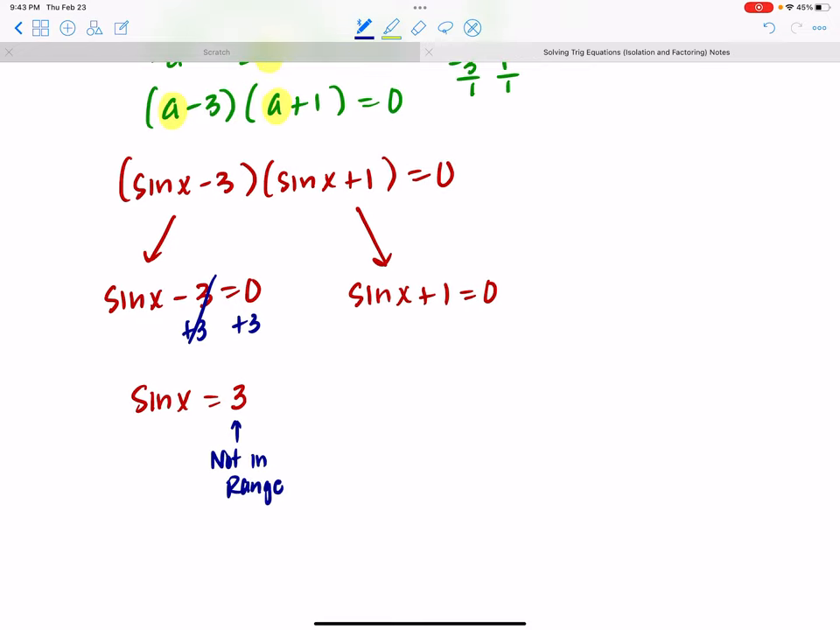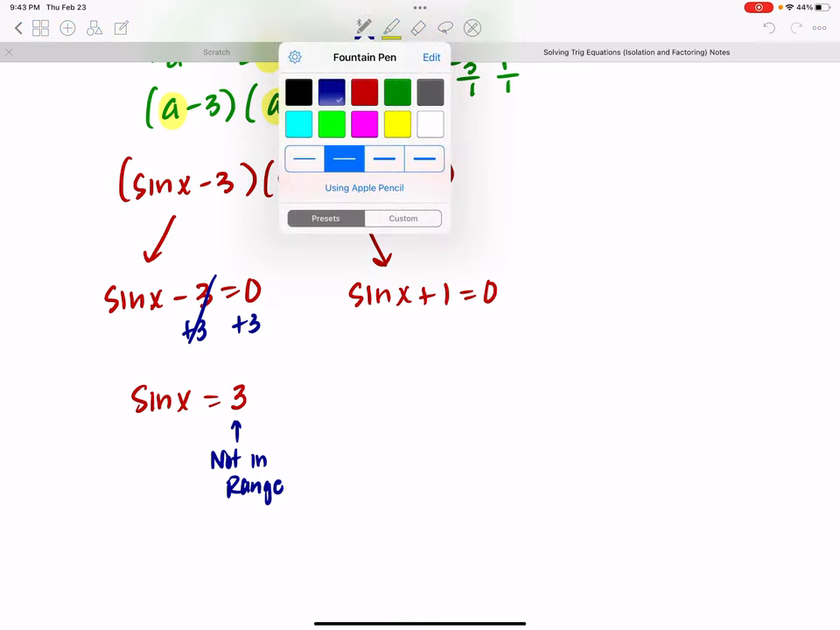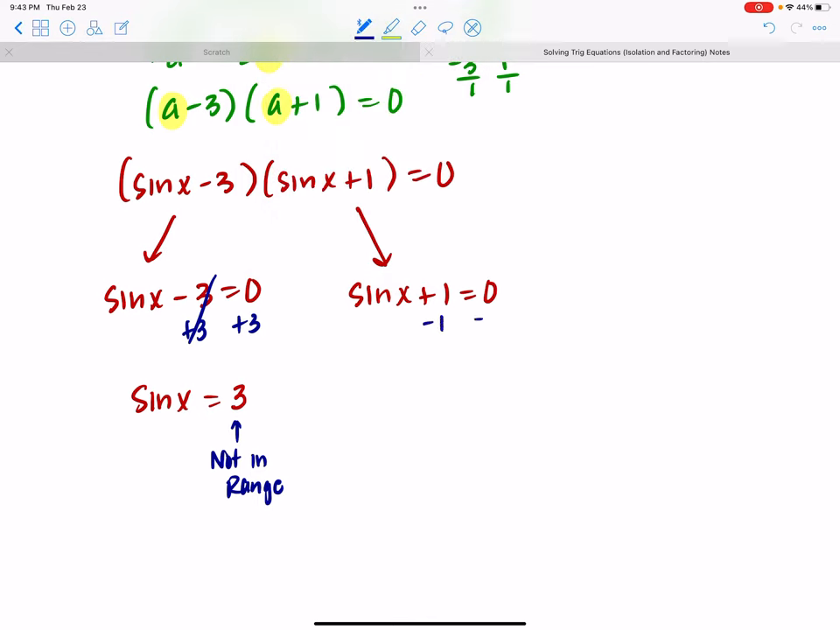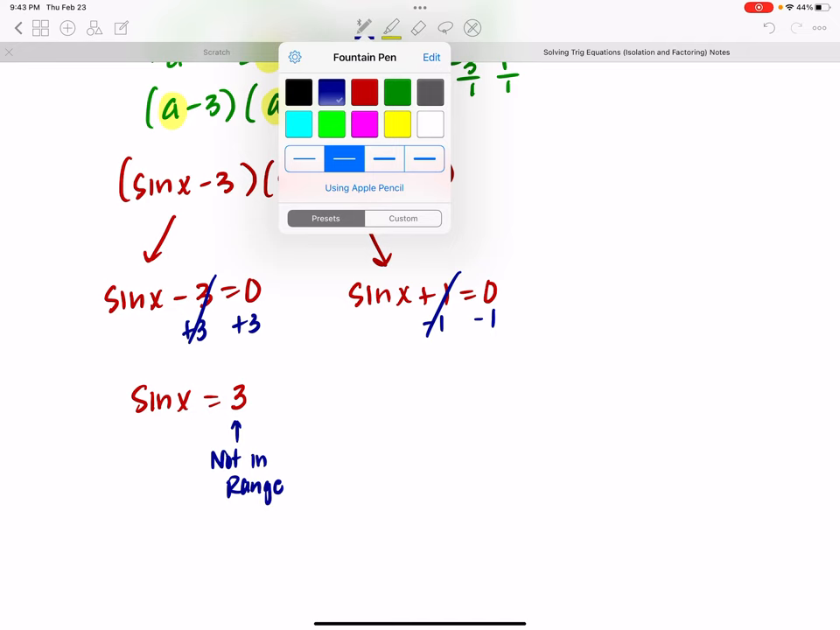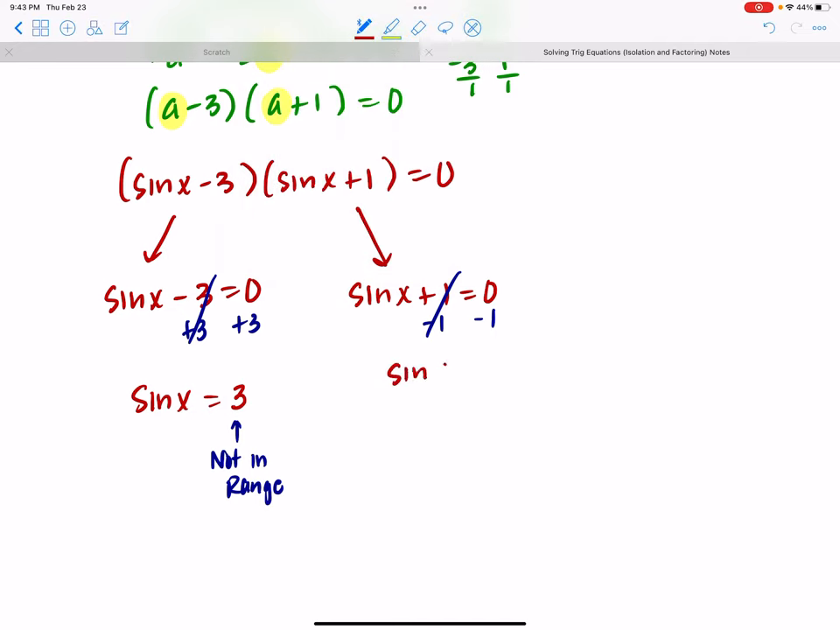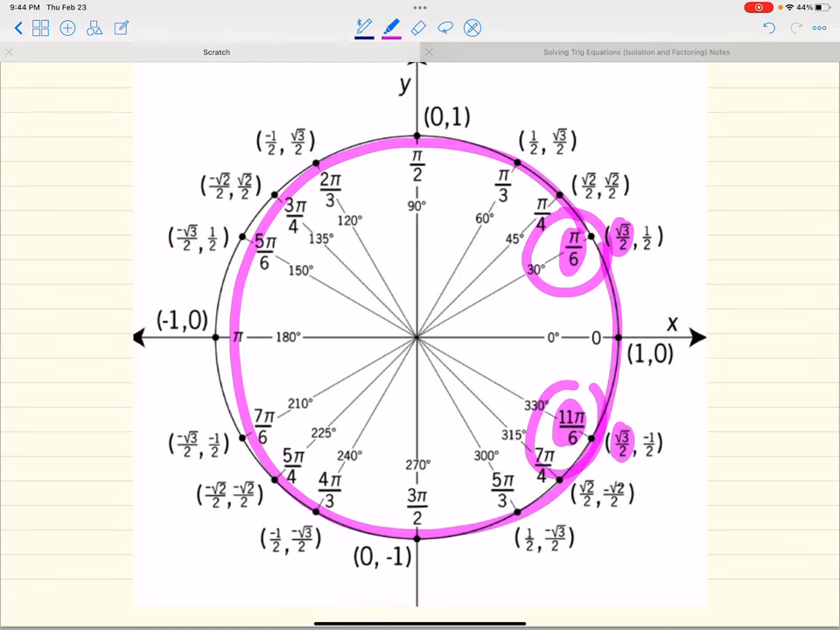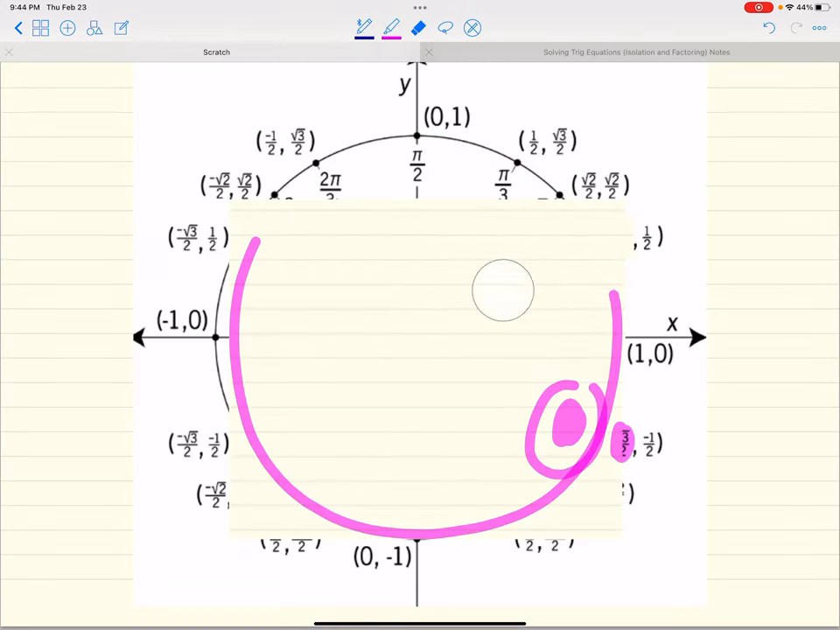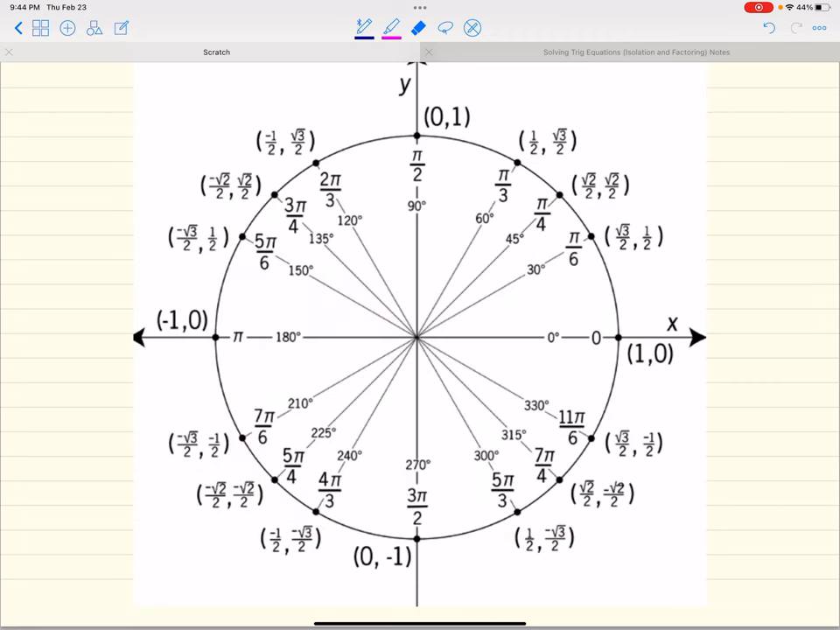But over here, I think we're going to be able to solve. I can subtract 1 over, which means I'm looking for the sine of some angle to be equal to negative 1. Yeah, that definitely can happen. So where on the unit circle do we have a sine value of negative 1? Sine of negative 1 happens right here. That's where our sine is negative 1. So that would be at 3 pi over 2.